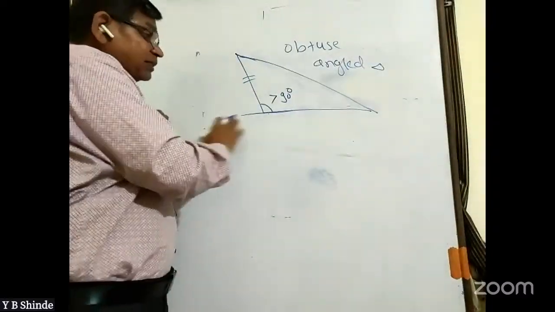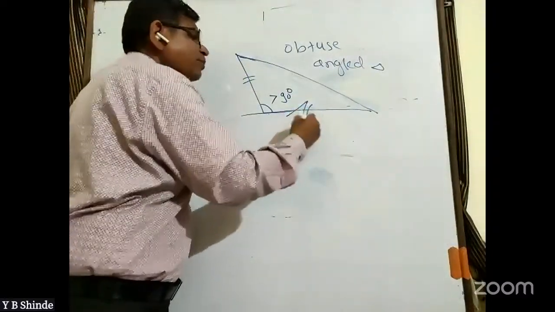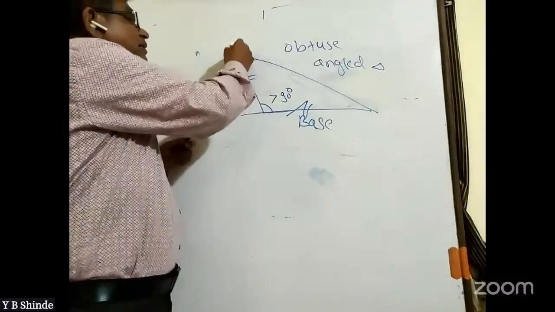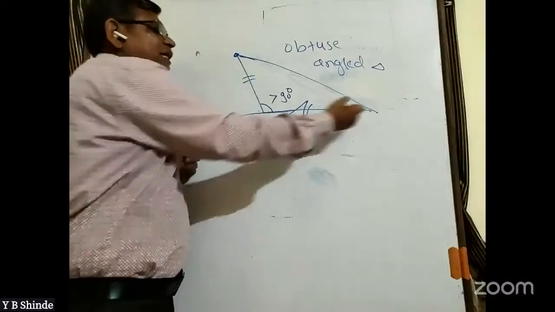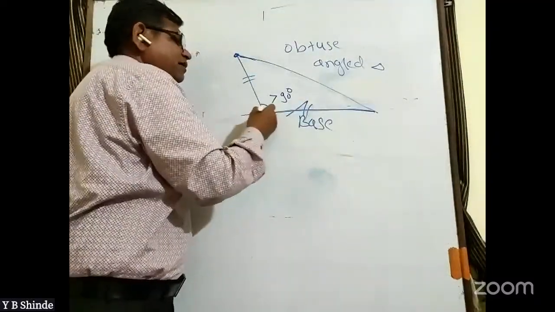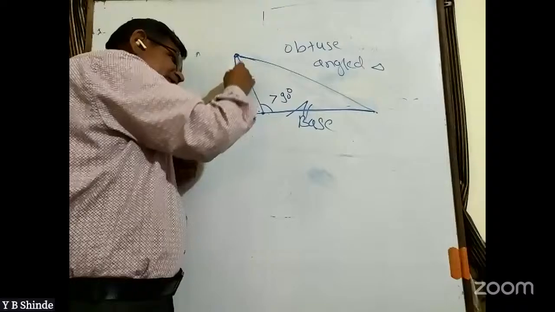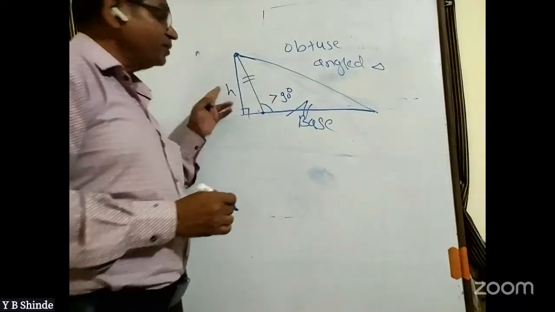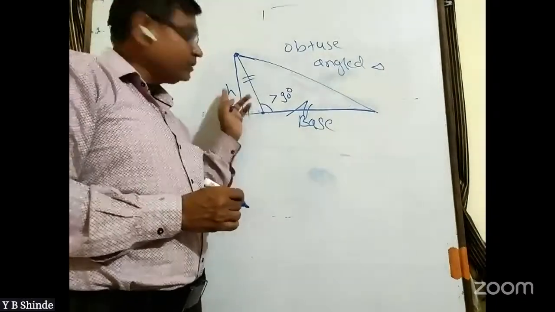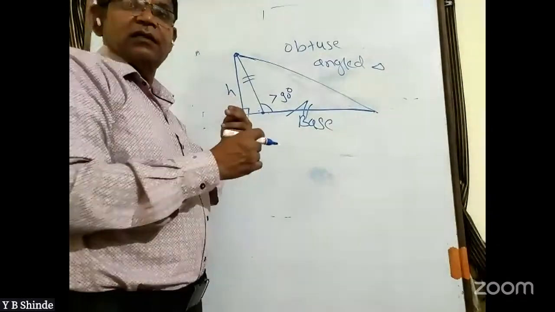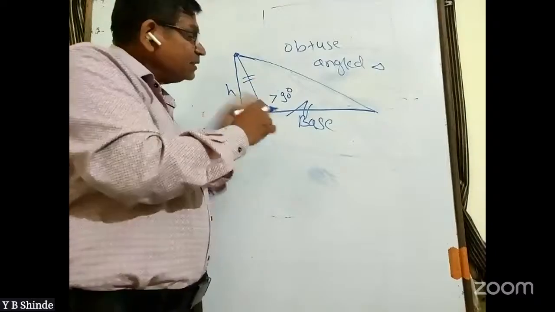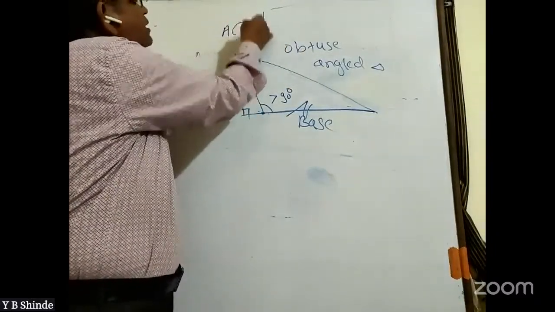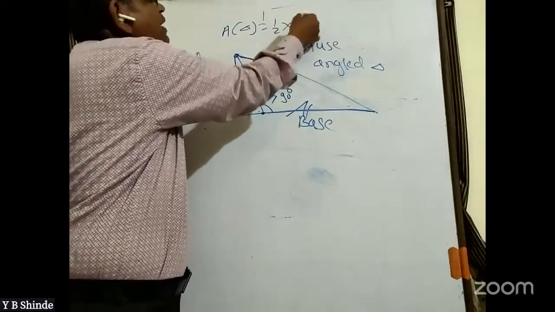See here, this is the obtuse angle triangle. Now in this case, if I consider this side as a base, then this is the opposite vertex of this side. From this opposite vertex, you have to draw the perpendicular. It will give you the base and height of the triangle. This is base, this is height. So the area of the triangle will be half base into height.